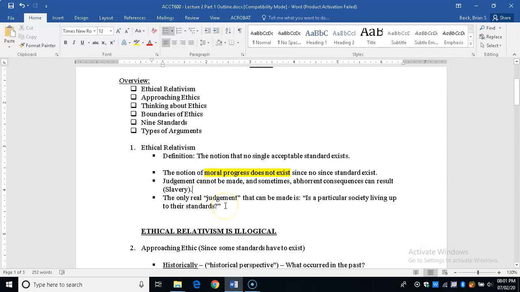If you are an ethical relativist, you can also simply only ask one question. And that question is, are you living up to your own standards? And that's about it.